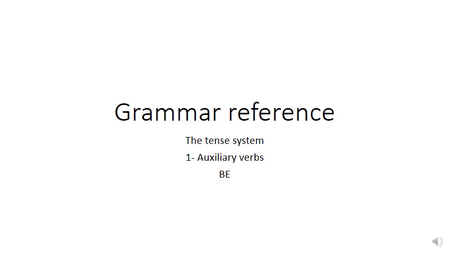Be as well is used with the past participle to make the passive, just like these books are printed in Hong Kong. This is a present passive. And where were you born? This is a past passive. And the cars being serviced, present perfect passive as well.